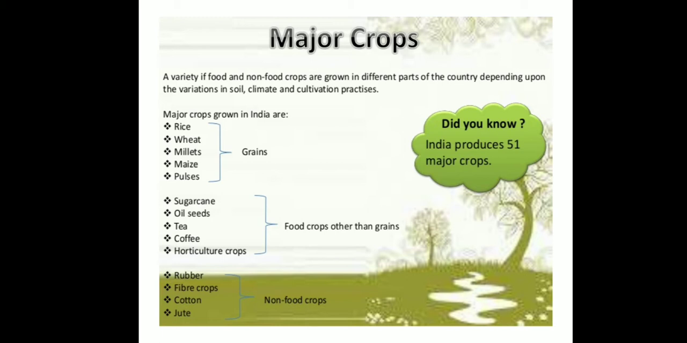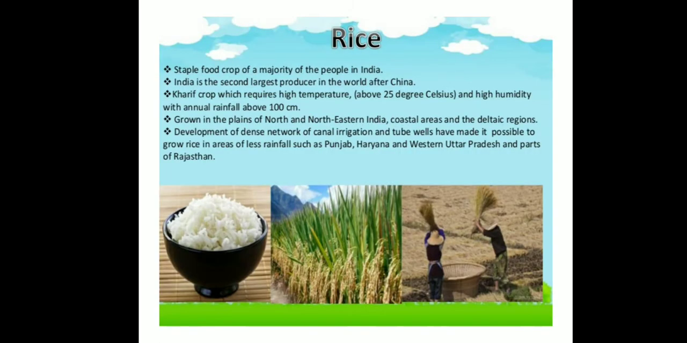Some food crops other than grains are sugarcane, oilseeds, tea, coffee, and horticulture crops, and non-food crops are rubber, fiber crops, cotton, and jute. Children, do you know that India produces 51 major crops? After that, we have rice. It is the staple food crop of the majority of the people in India. That means mostly people in our country eat rice.